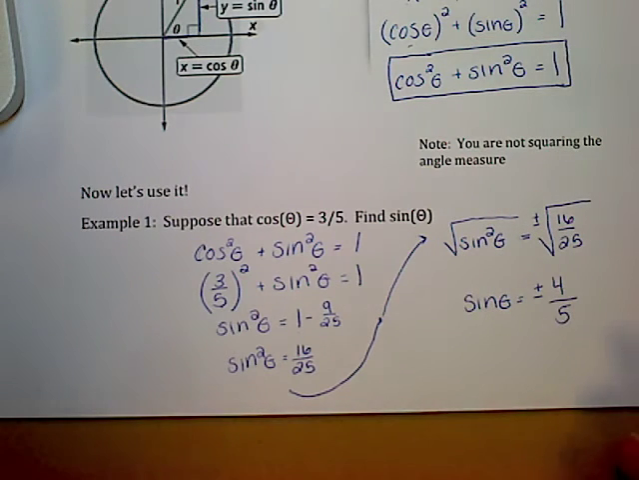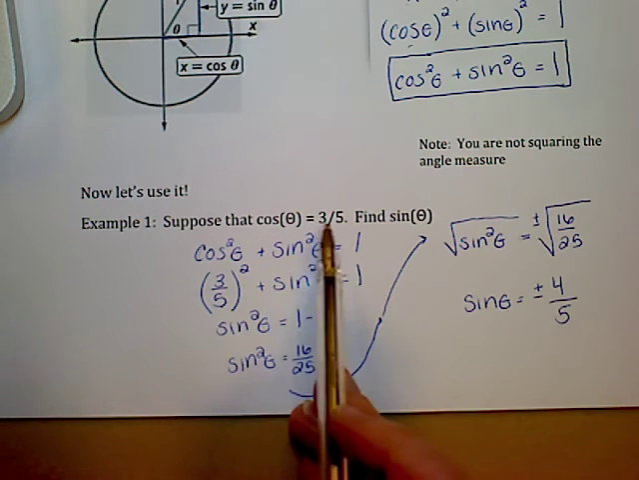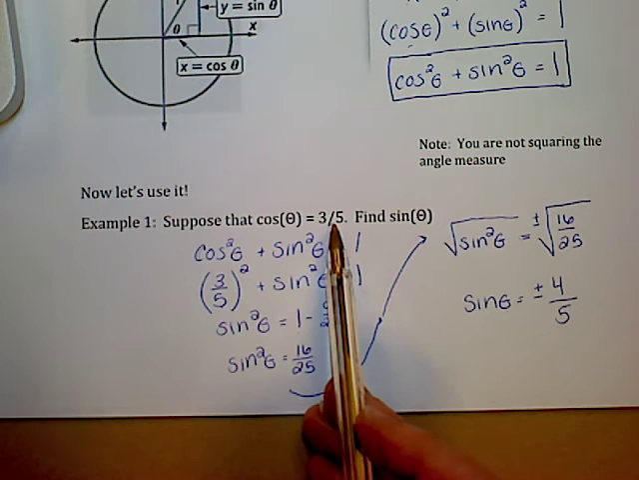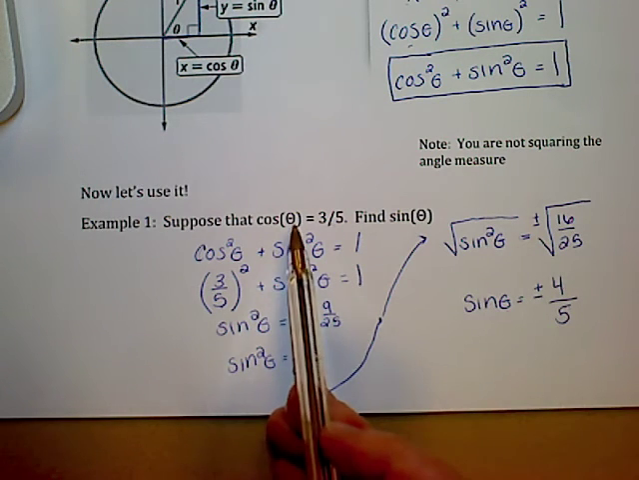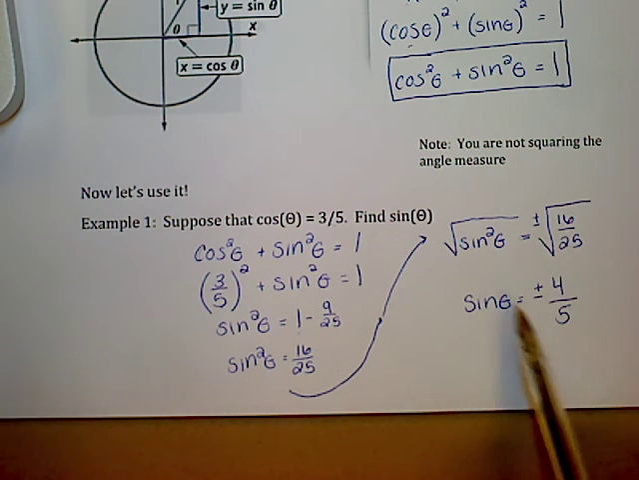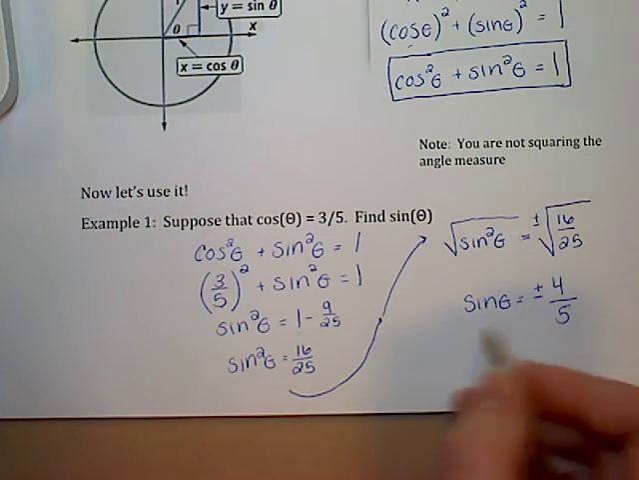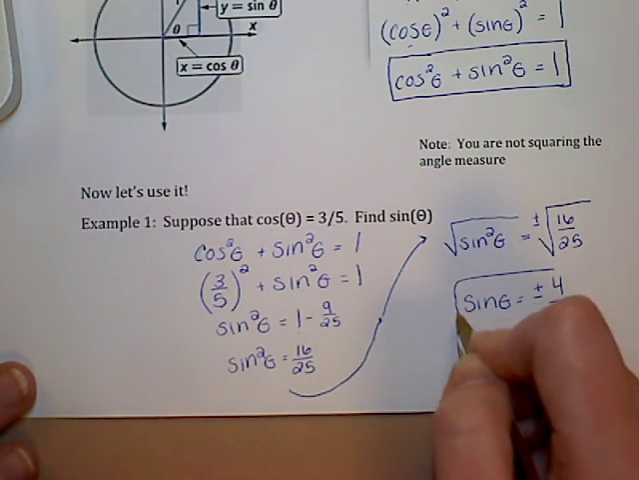Now, we're not given any information about the quadrant that this angle is in. Cosine's positive, which means it could be in quadrant 1, making sine positive. But if cosine's positive, that angle theta could also be in quadrant 4, which would make sine negative. So we're going to keep the plus and minus. It could be either of those. We don't really have enough information to make a decision. But there you go.